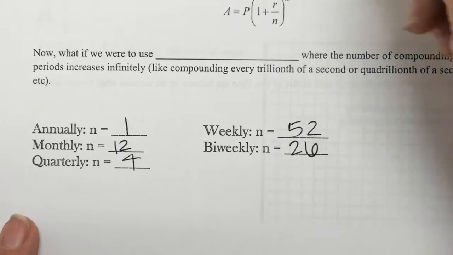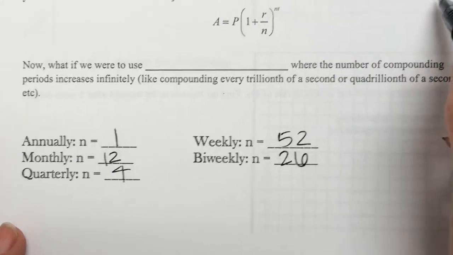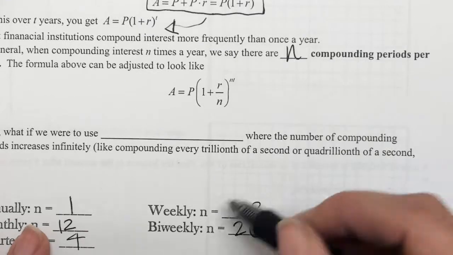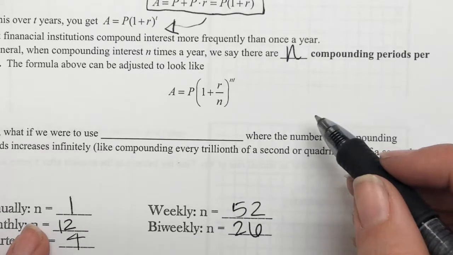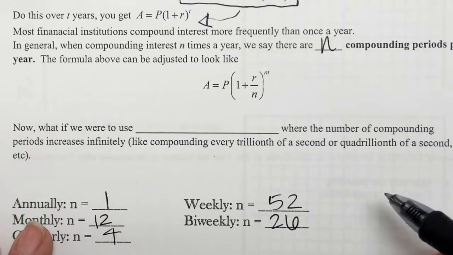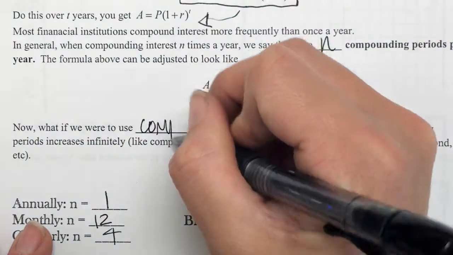Now some banks, and sorry, that's in compounding periods per year. So anytime you see n, that's what it's talking about. These numbers we just talked about. Now some banks compound continuously.